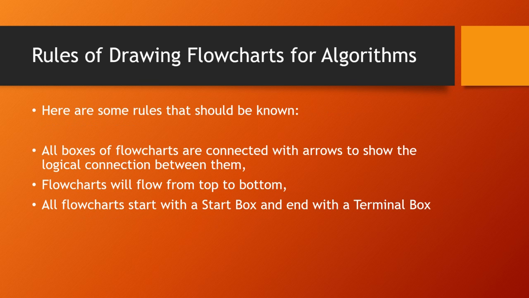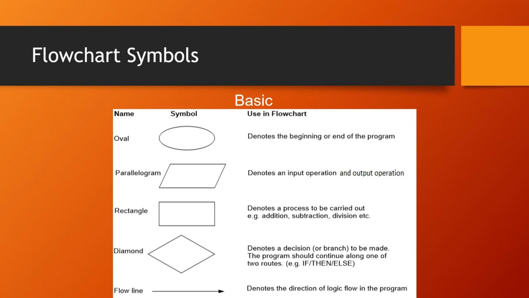So the rules of drawing flowcharts for algorithms are the following. First is that all boxes of flowcharts are connected with arrows to show the logical connection between them. Flowcharts will flow from top to bottom, and all flowcharts start with a start box and end with a terminal box. So here are the basic symbols for use in flowcharts.